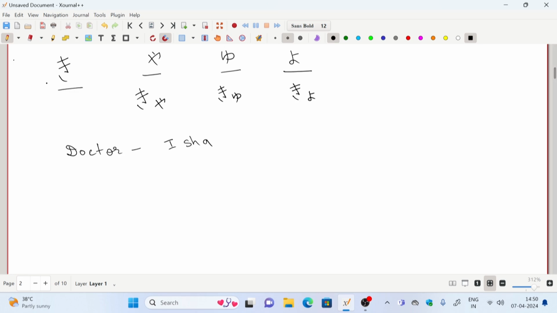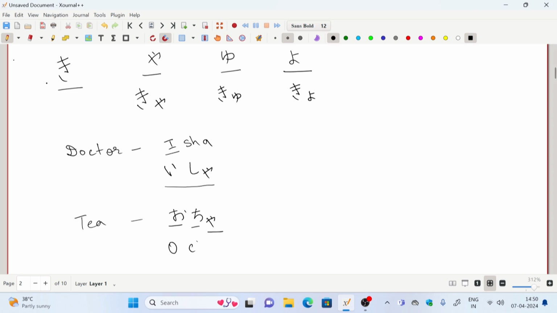Isha. So i will be written like this, and sha will be shi and a small ya. So this will become doctor, isha. Next, what is tea in Japanese? Tea is called ocha. So o, chi and a small ya.